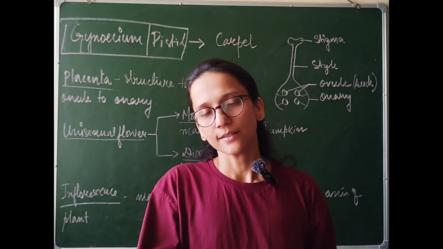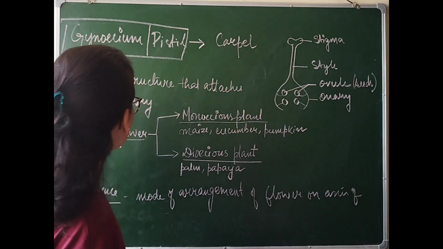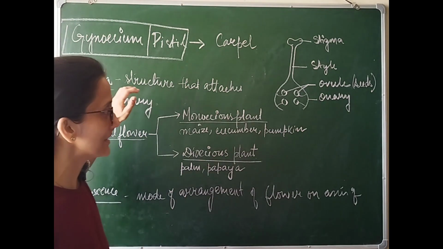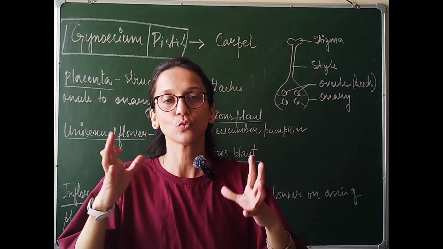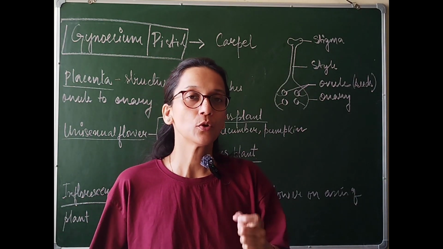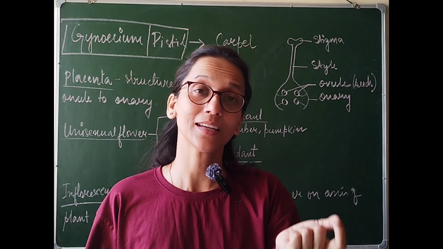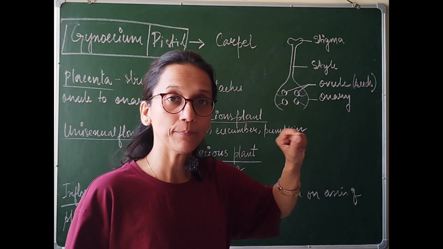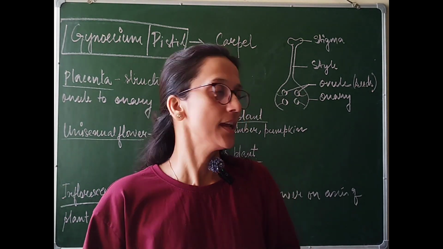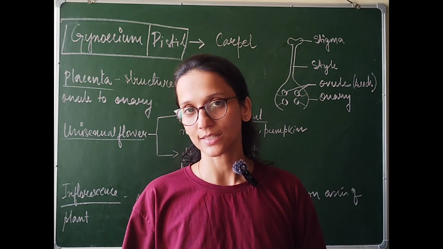After this, let us understand another term which is placentation. This basically comes from placenta. Placentation is the manner in which the ovules remain attached to the wall of the ovary. If you are asked to define placenta, then placenta is a structure that attaches ovule to the wall of the ovary, and placentation is the manner in which they remain arranged inside the ovary.